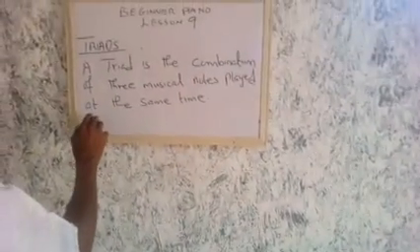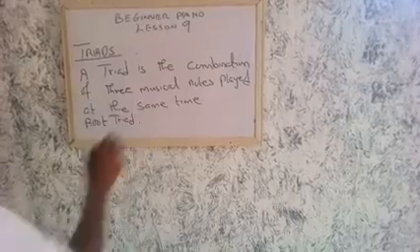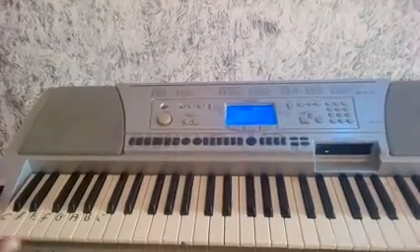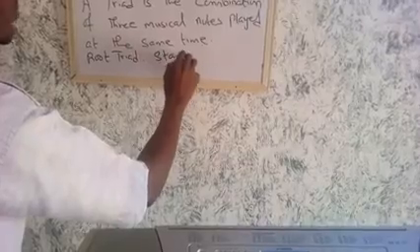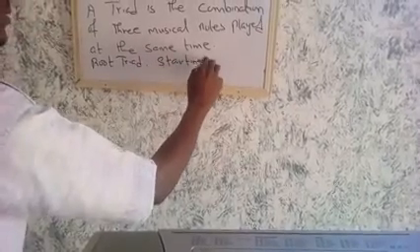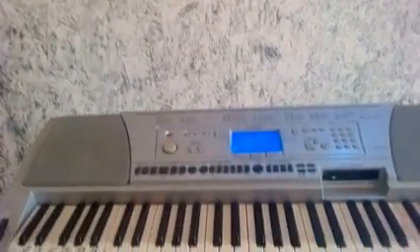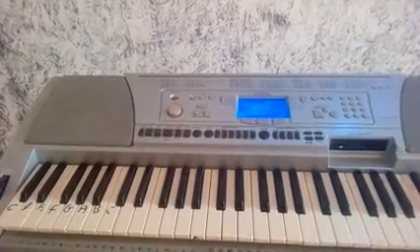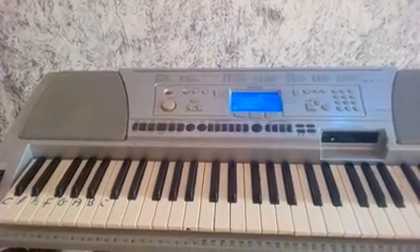Now let's see how we can hold a root triad. A root triad simply talks about where you are starting from. It refers to your starting point, where you start your playing from.